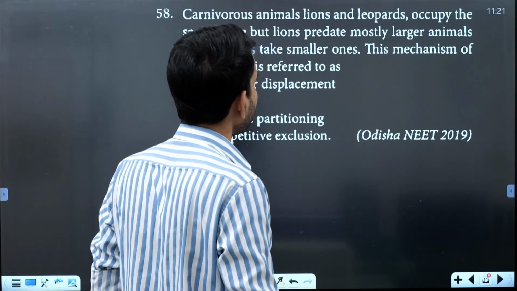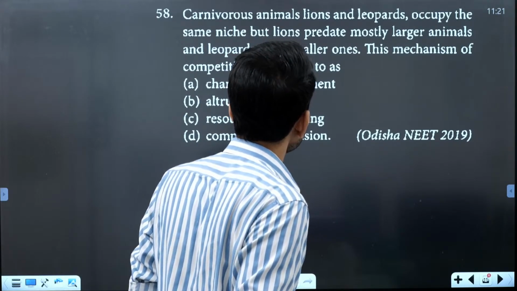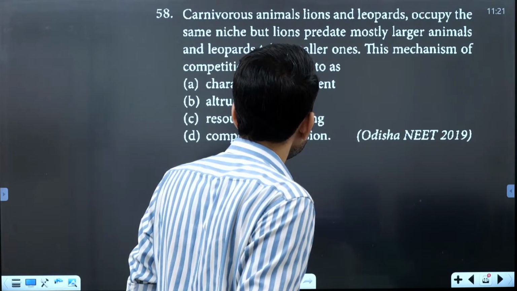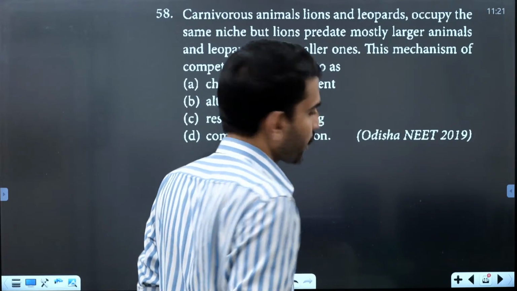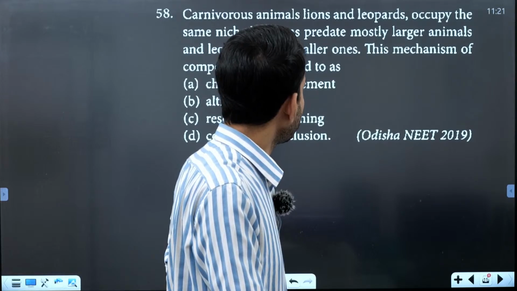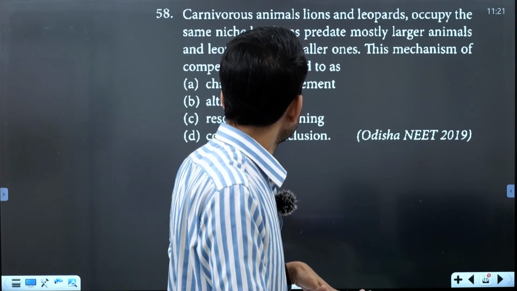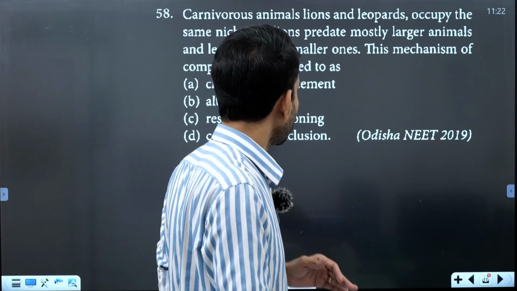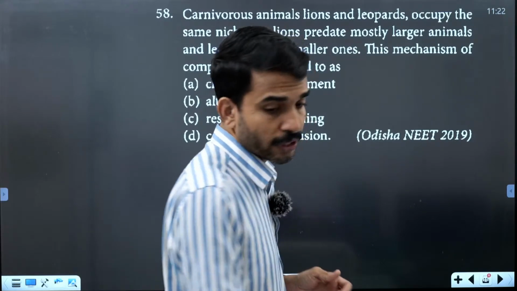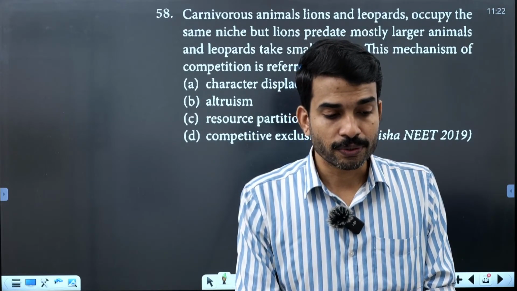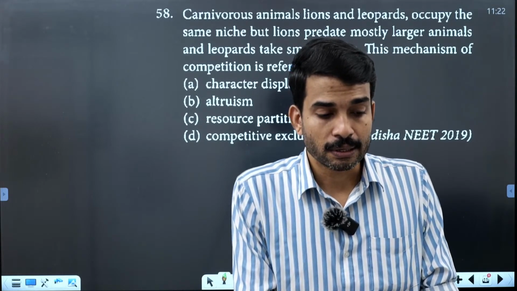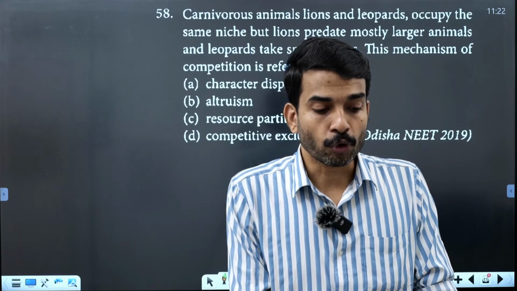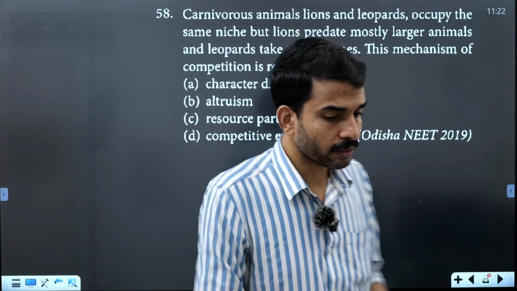But lions predate mostly larger animals and leopards take smaller ones. This mechanism of competition is referred to as: character displacement, altruism, resource partitioning, competitive exclusion. Here we have lions and leopards together, in the same place, same niche. But lions predate mostly larger animals, whereas leopards take smaller ones. Both need food, but there is no exclusion here.